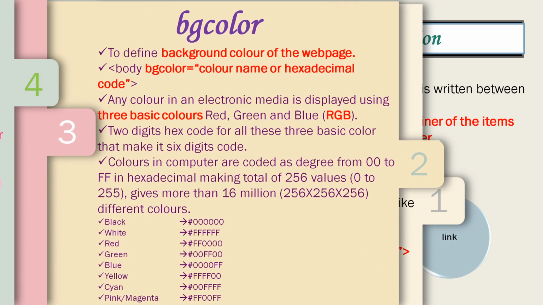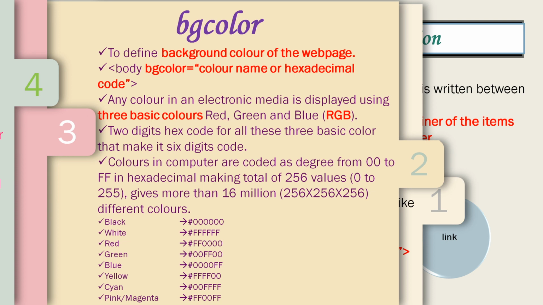Next attribute is BG color. BG color attribute is used to add color to the background of your web page. We have already done this in the last video lecture while I was explaining heading exercise.html, by adding BG color equal to yellow. That is not new for you all. What is new in the BG color attribute? Here we need to learn about hexadecimal code.